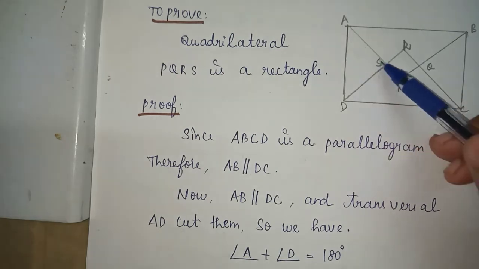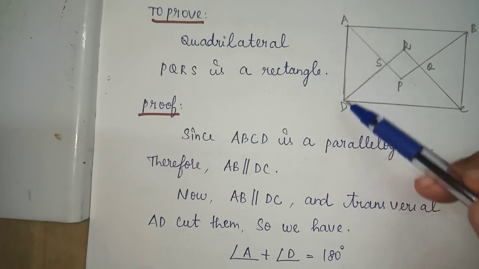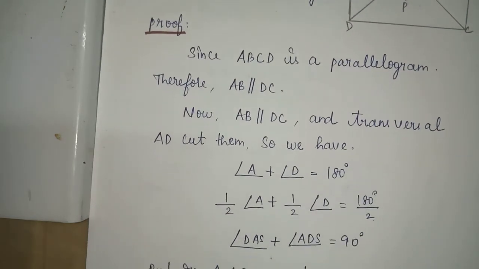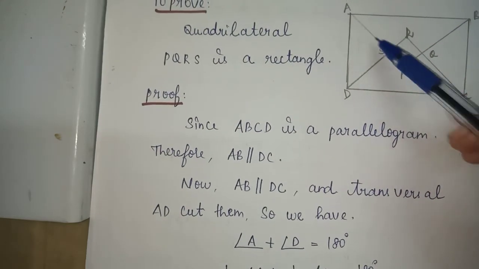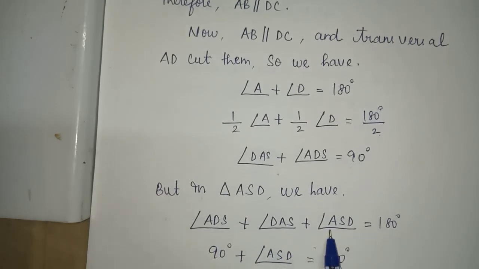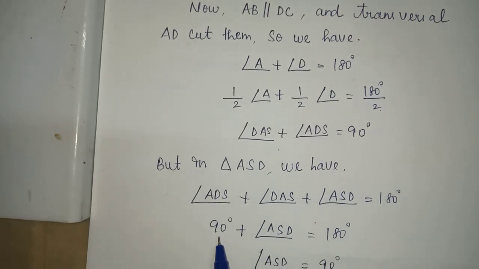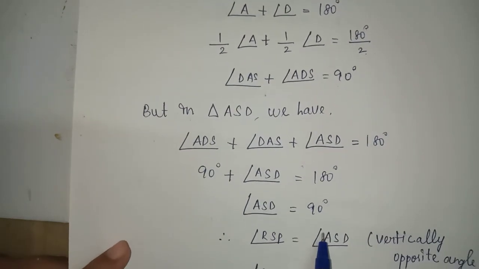So half of angle A we can mention as DAS. Similarly, half of angle D we can mention as ADS. So angle DAS plus angle ADS is equal to 90 degrees. But in triangle ASD, we have ADS plus DAS plus ASD, that is angle D plus angle A plus angle S is equal to 180 degrees, because the sum of all the angles in a triangle is 180 degrees. So 90 degrees plus angle ASD is equal to 180 degrees. So angle ASD is equal to 90 degrees.